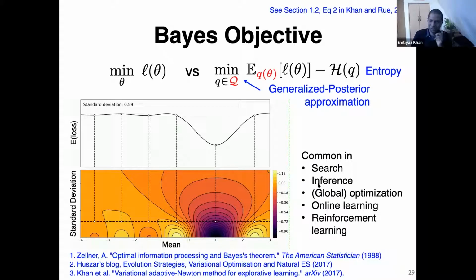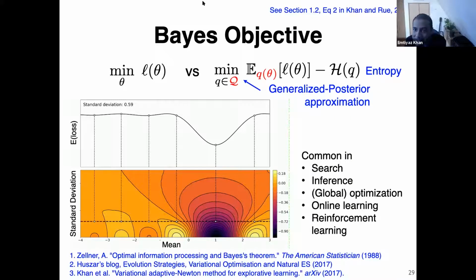This is really used in a lot of fields like global optimization, as I said, also online learning and reinforcement learning, where you're using a policy distribution to search in the value function space. Okay, so there are some references that I've added here. Maybe that helps for you, but we'll return to the history of it and why this is an important idea.